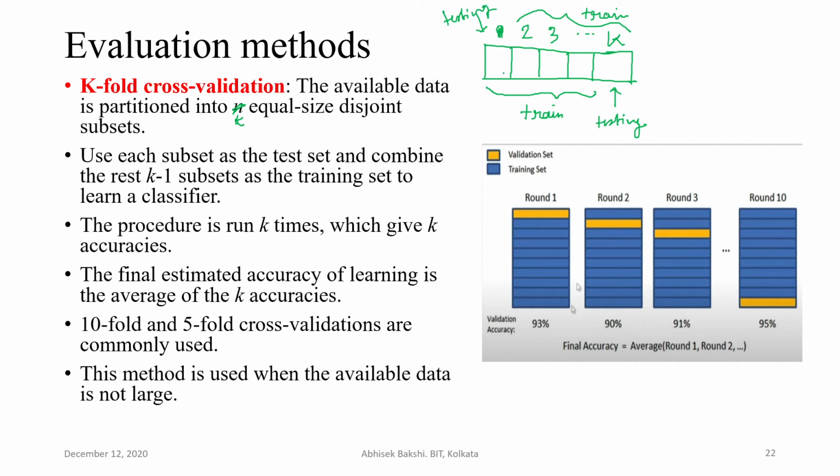Next, this one and all other sets will be used for training and this one will be used for testing. So we are circulating the set of training dataset and testing dataset among all the datasets, which are equally sized disjoint subsets.